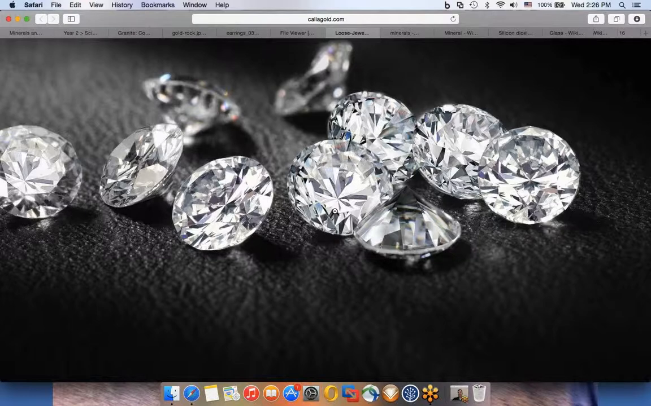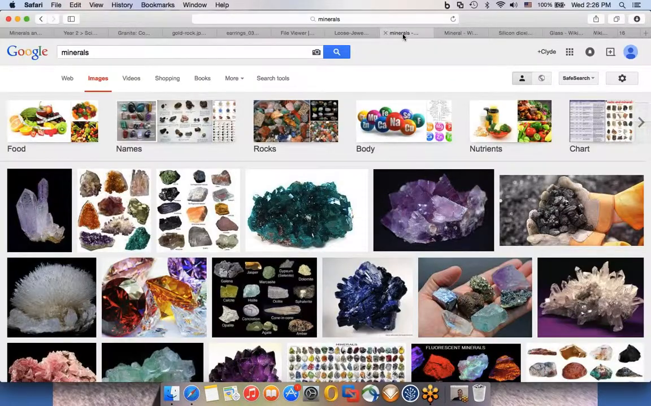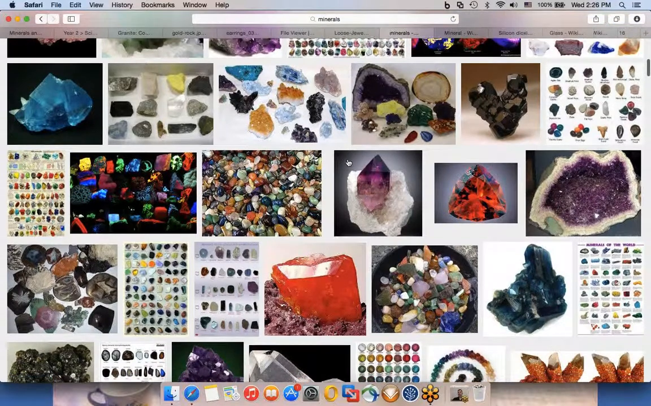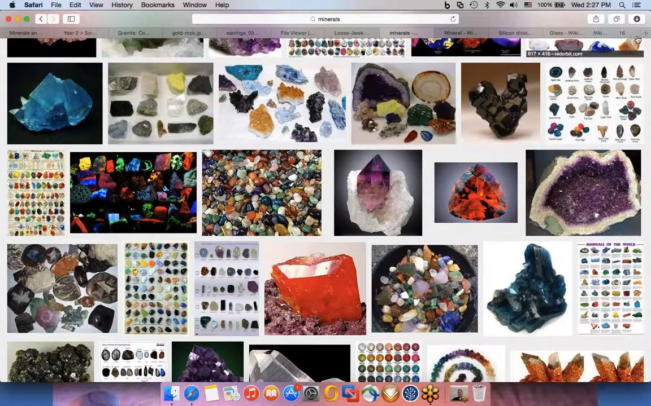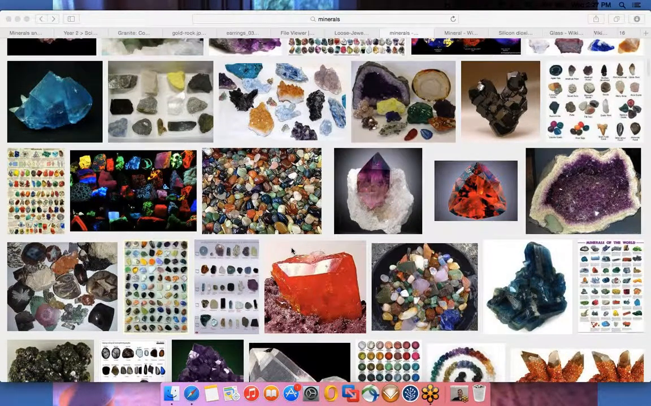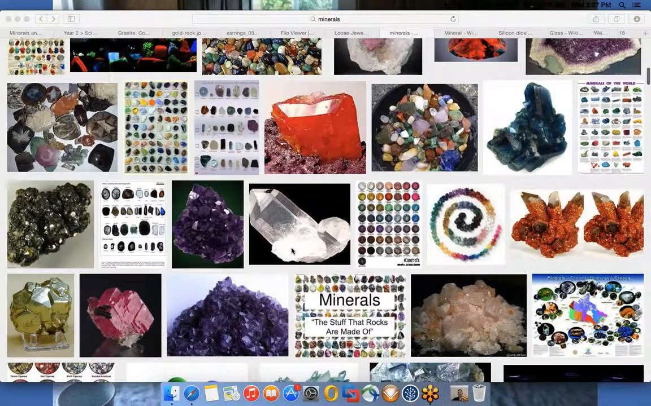But diamond is the hardest mineral that we know, okay? So it is very interesting that the formation of the crystals and the minerals is really what gives the different colors, the hardness, the shapes of the rocks that we encounter.